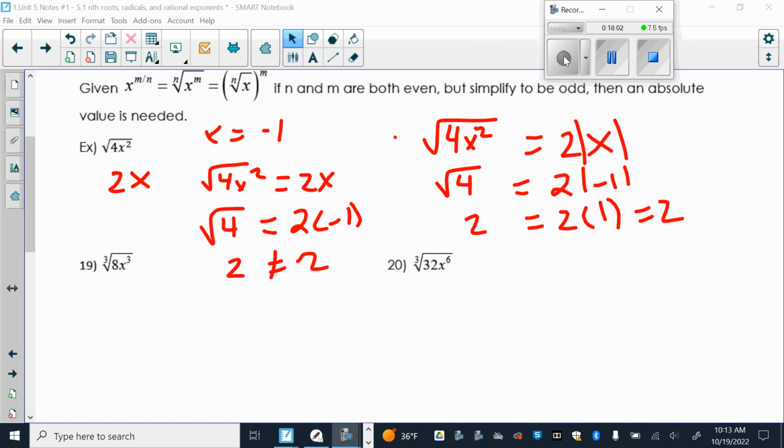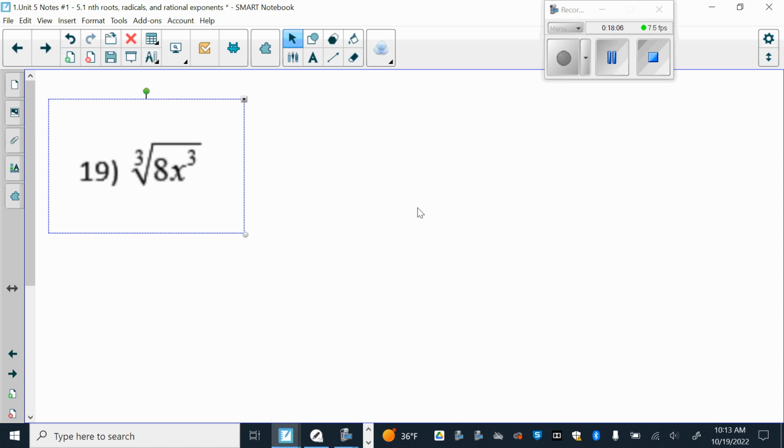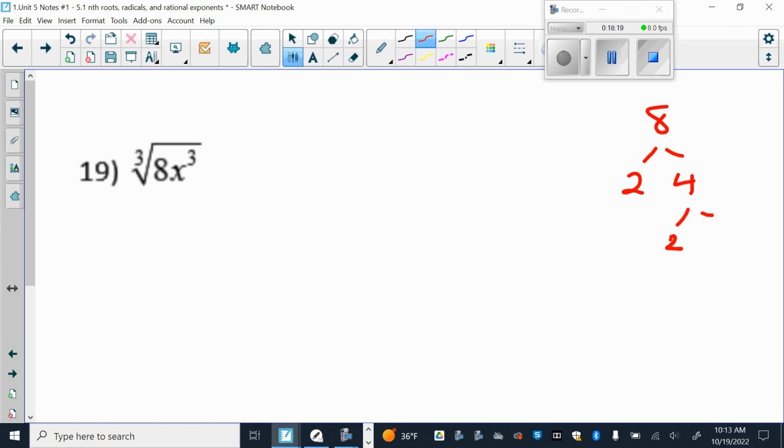All right, so let's go ahead and do problem 19. The cubed root of 8x to the third. So the cubed root of 8, break 8 down, that's 2 and 4, which is 2 and 2.